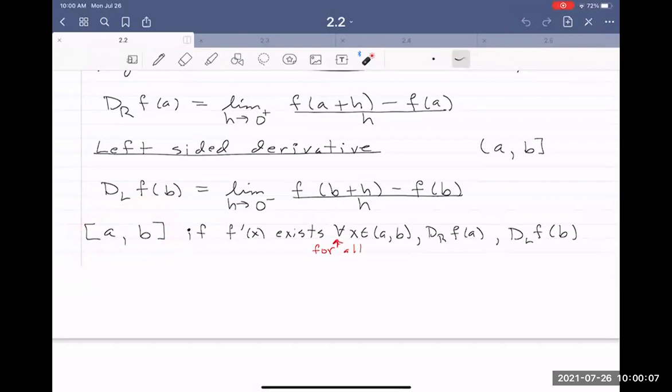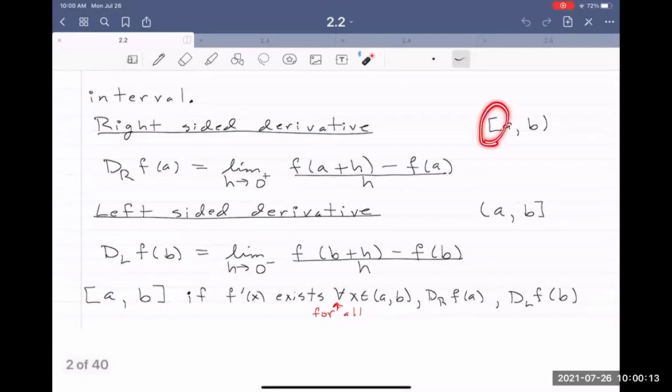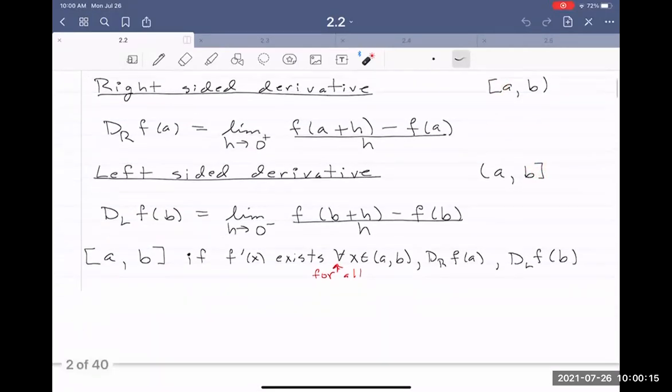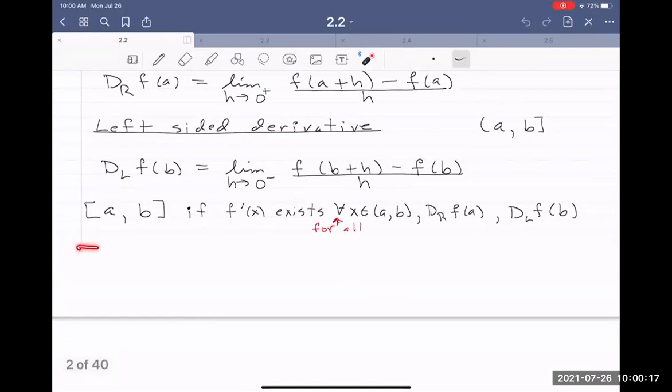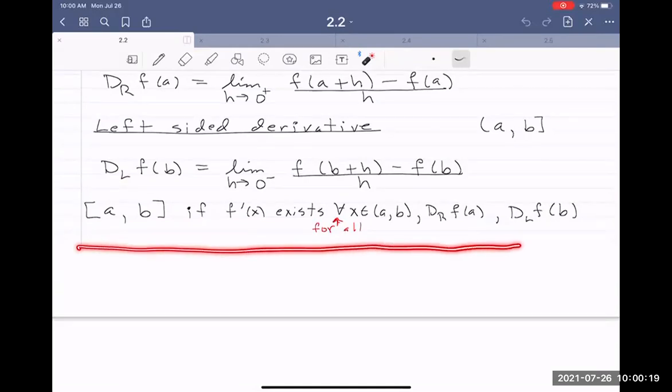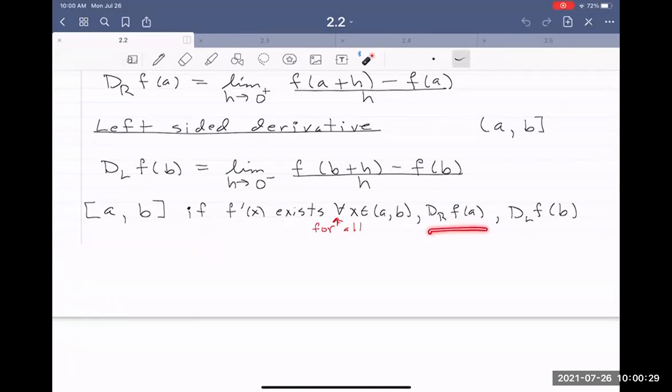So let's talk about a derivative defined on a closed interval, both at a and at b. f is differentiable on the closed interval a b if f prime exists for all x in the open interval a b, and if the right-sided derivative exists at a and the left-sided derivative exists at b.